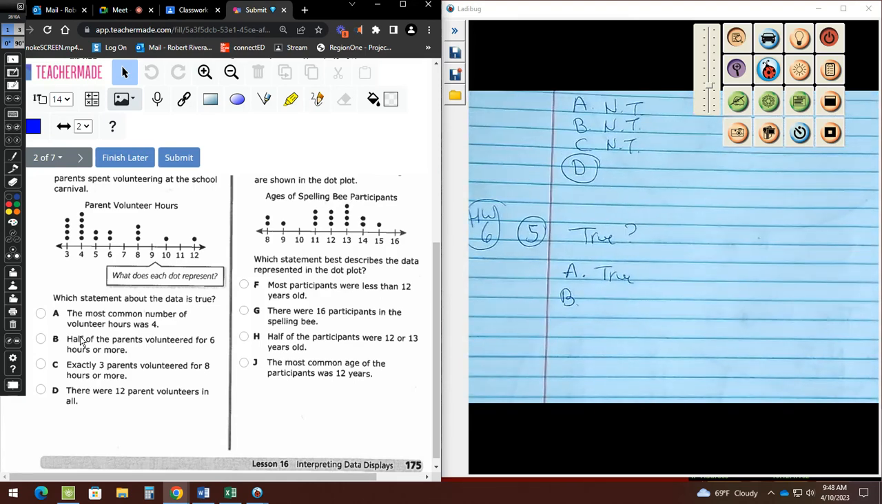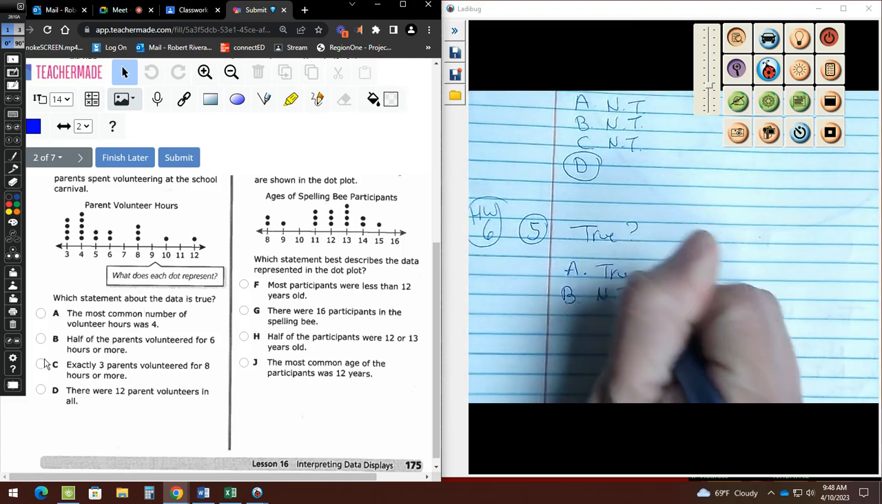Because that's what a good student does. He goes and checks the rest. Half of the parents volunteer for 6 hours or more. No, there's only 2. Numbers, well, half 6 hours or more. So there's 2, 3, 4, 5, 6, 7. There's 7 on this side. Now let's check on the other side. 1, 2, 3, 4, 5, 6, 7, 8, 9, 10. Do you think that's half? No, there's more on this side than the other side. So that's why letter B is not true.